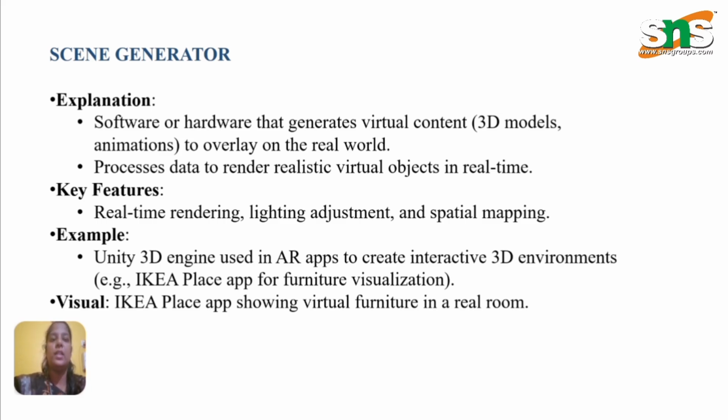It takes care of lighting adjustment, shadow effects, and spatial mapping to make the digital objects look naturally blended with the environment. A good example is the Unity 3D engine, one of the most popular tools used to build AR applications. For instance, the IKEA Place app uses Unity to let users place virtual furniture in their living rooms, to see how it would look before they buy it. So the scene generator ensures that the virtual content we see feels natural and believable.